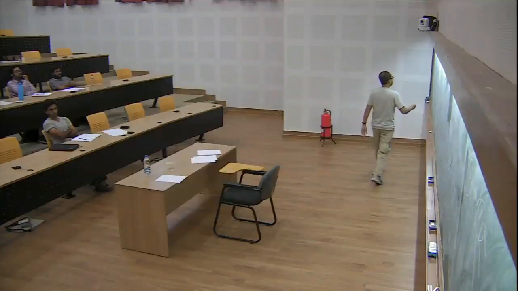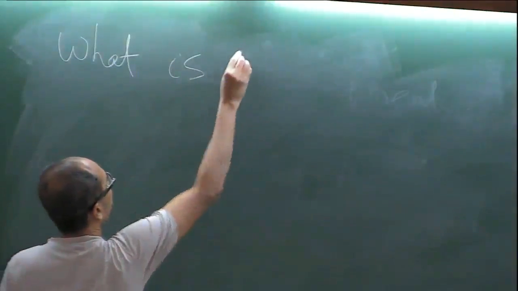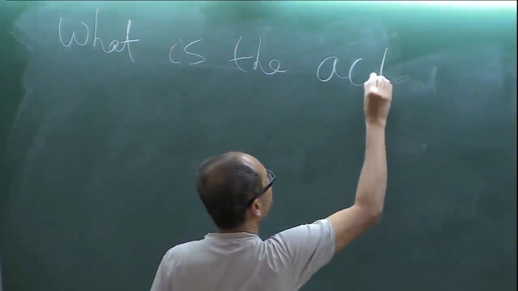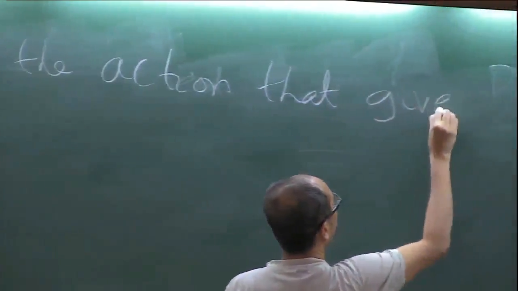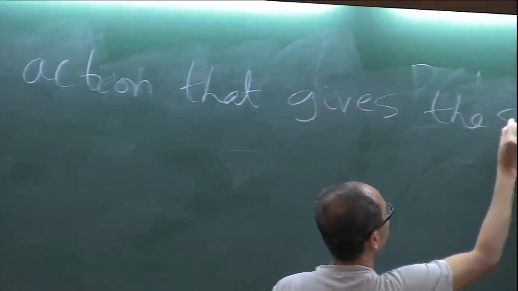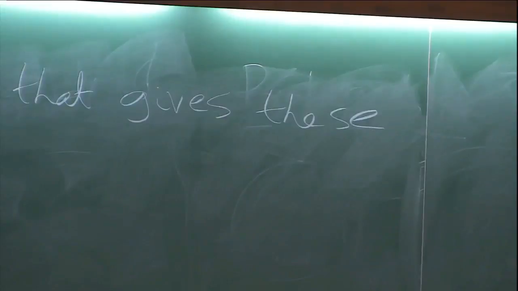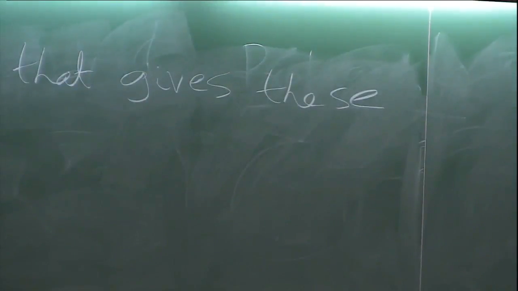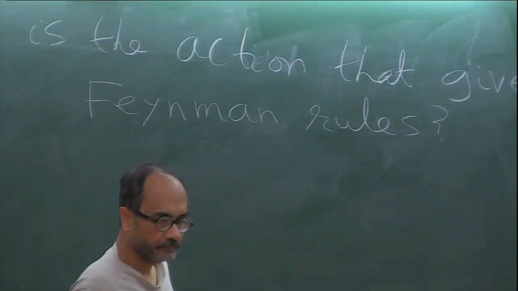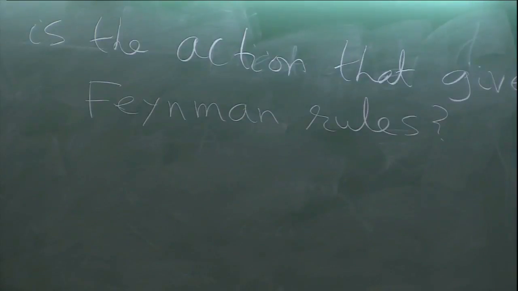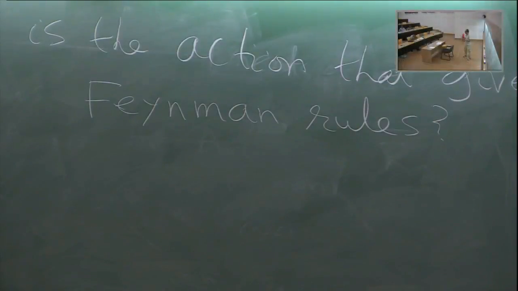So now, the question is, what is the action? Okay, we have got the vertex, we have got the propagator, right? But now we have to see if there is an action which actually gives rise to this vertex and propagator. Before I give the action, I have to say how to represent the string field in a convenient form.